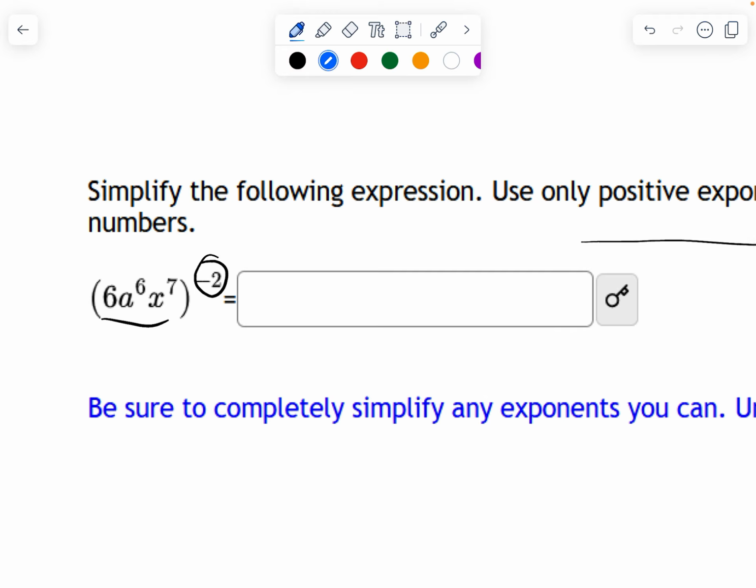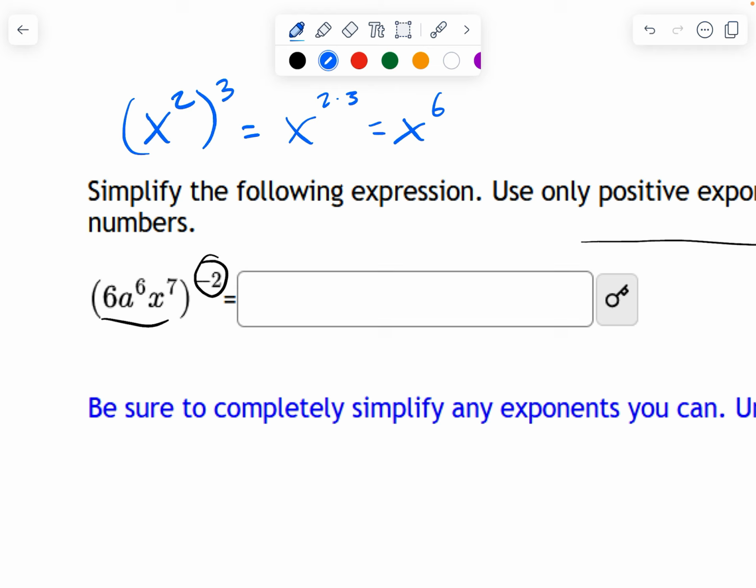One of our properties says that if I take an exponent and I raise that to another exponent, that's the same thing as multiplying those two exponents together. So x to the second to the third would give me x to the sixth.